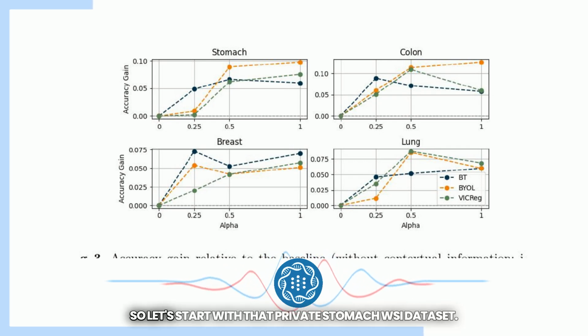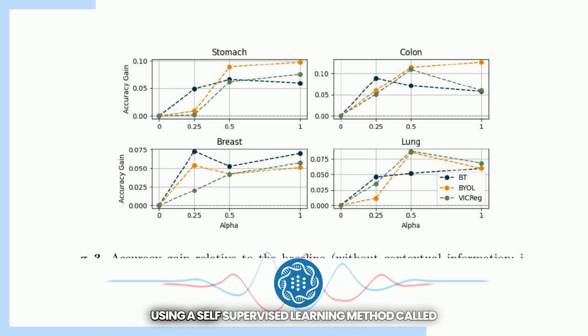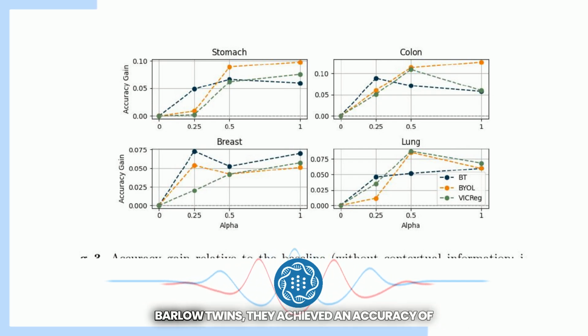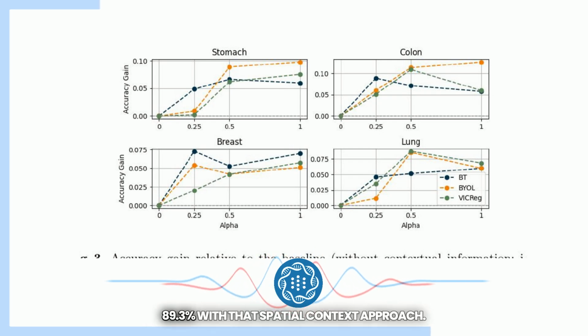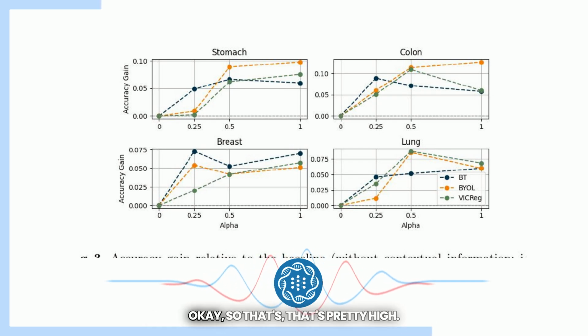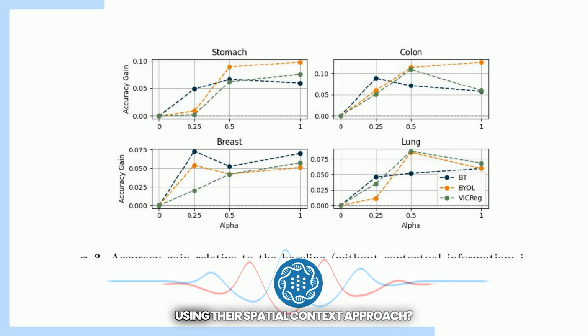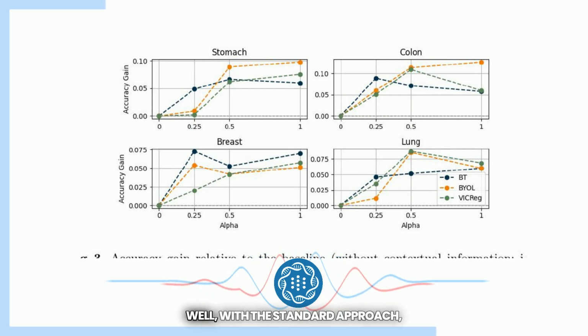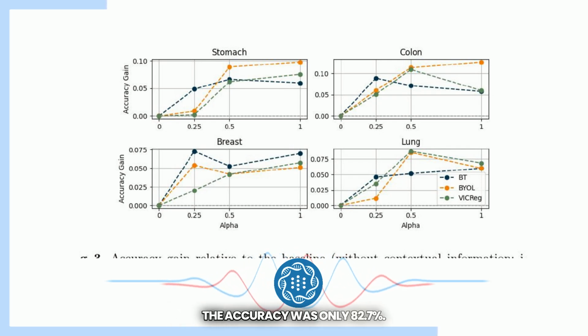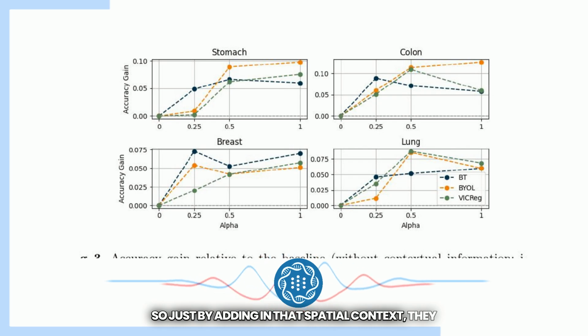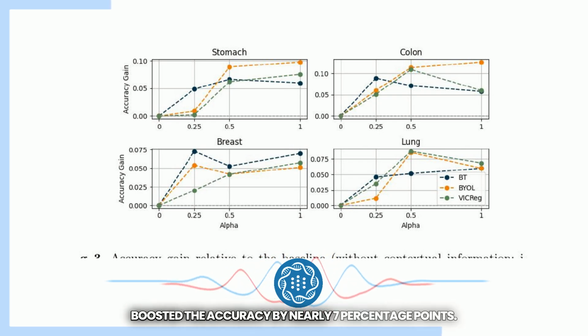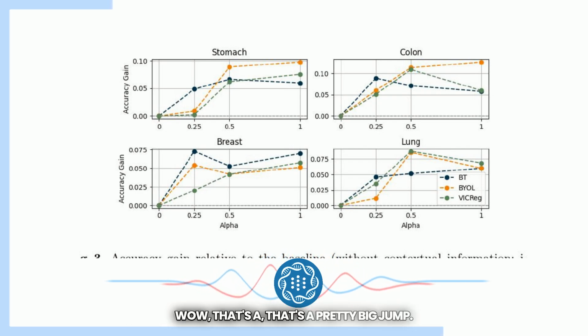Absolutely. So let's start with that private stomach WSI dataset. Using a self-supervised learning method called Barlow twins, they achieved an accuracy of 89.3% with that spatial context approach. Okay, so that's pretty high already. It is. What about the results without using their spatial context approach? Well, with the standard approach, the accuracy was only 82.7%. So just by adding in that spatial context, they boosted the accuracy by nearly 7 percentage points. Wow, that's a pretty big jump.